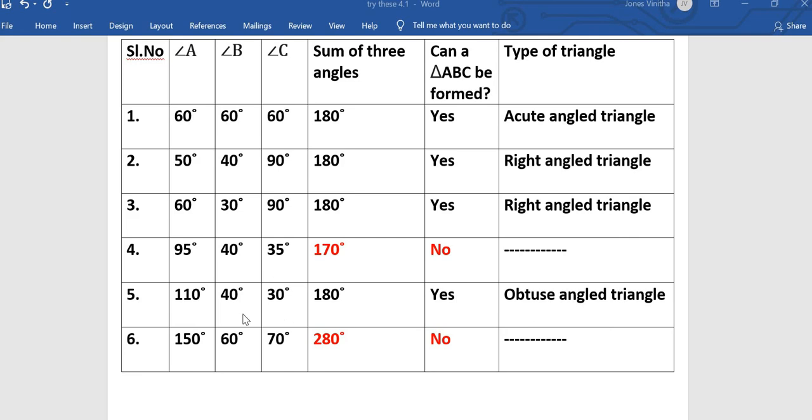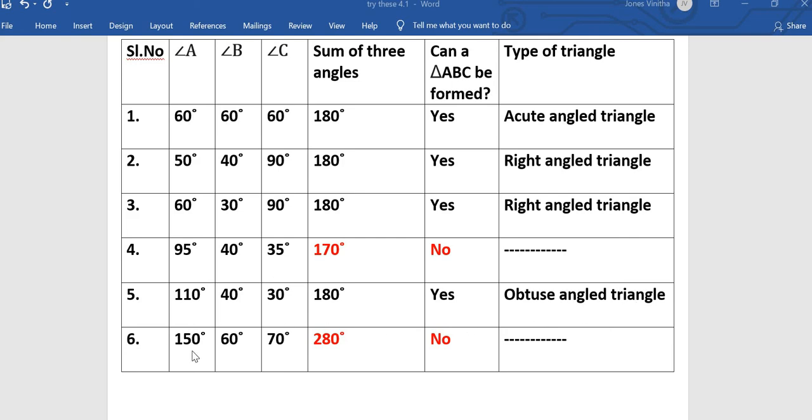Here you can see the angles. One of the angles is 110 degree. 110 means more than 90 degree but less than 180 degree. That is an obtuse angle. So one of the angles is an obtuse angle, so the triangle is called obtuse angled triangle.